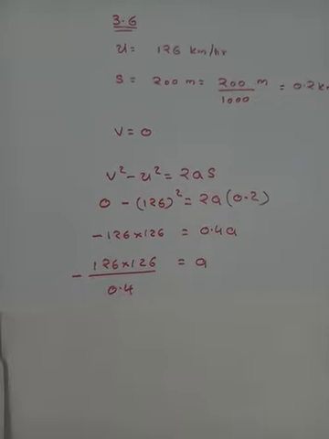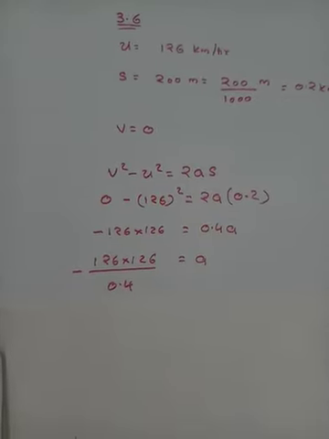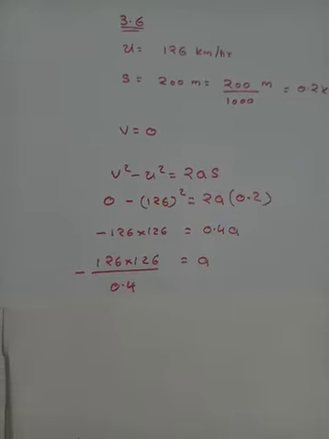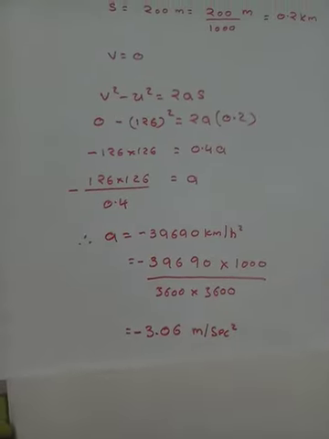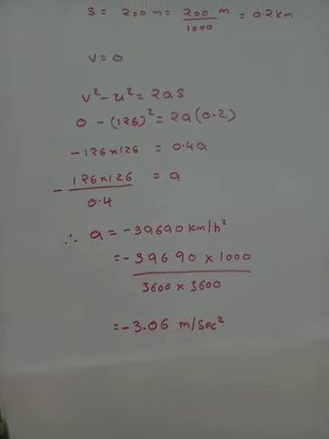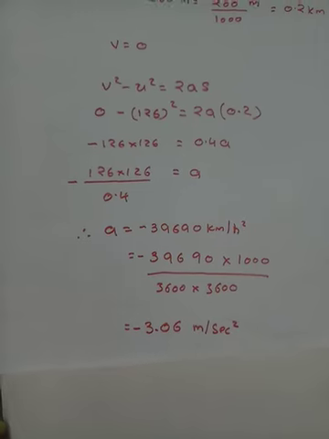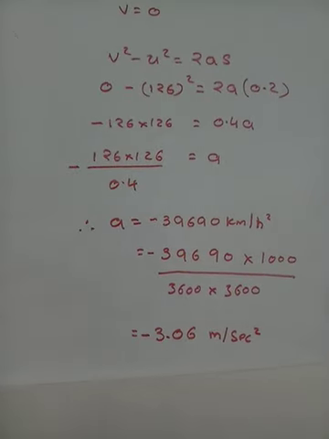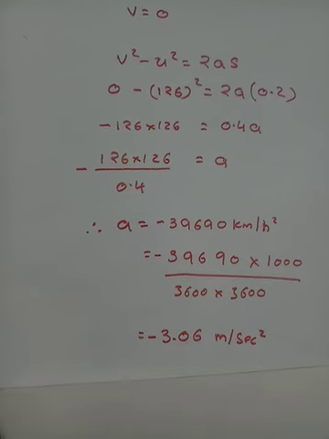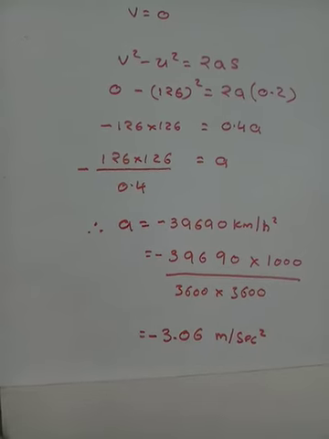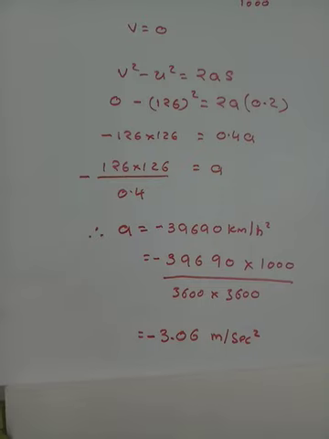When you put the values, you will find the value of acceleration, not exactly acceleration, it will be retardation, and this is what you get. Acceleration in kilometers per hour square will be 39690 kilometers per hour square. Now we convert this kilometers per hour square into meters per second square.